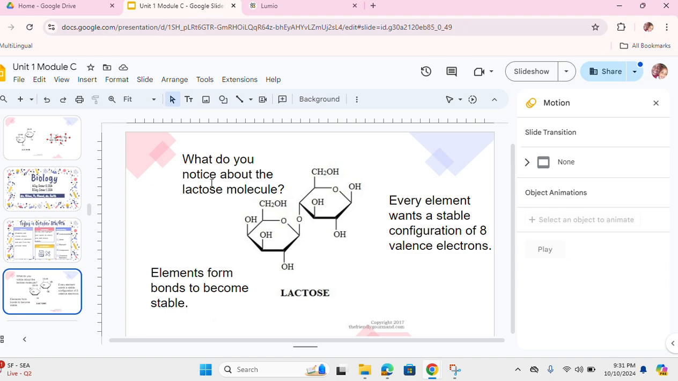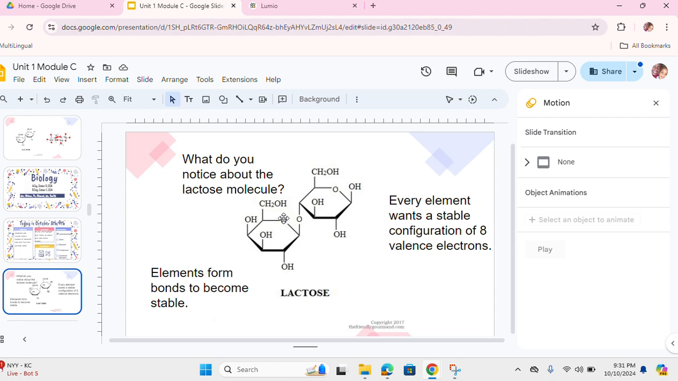Okay, so let's look at this molecule of lactose. We notice that it has carbon and hydrogen, oxygen as well. So this is a carbohydrate. We can tell because we have carbon, hydrogen, and oxygen. So why are these elements coming together in just this way? These elements come together in order to become stable.